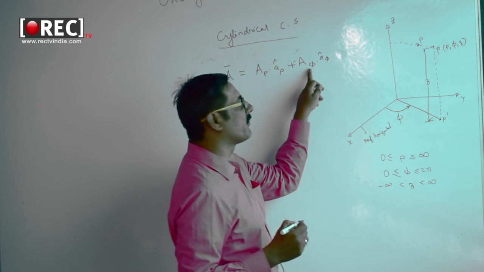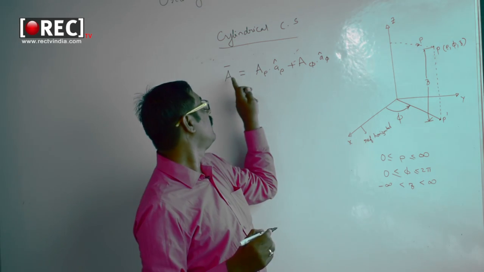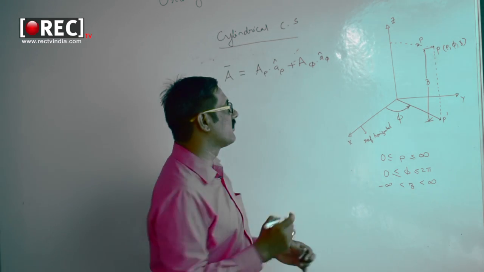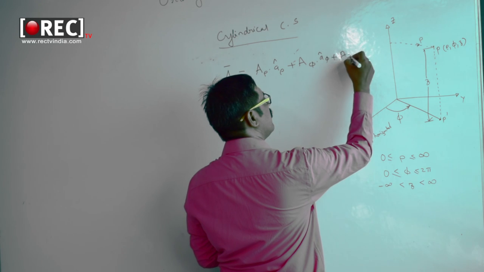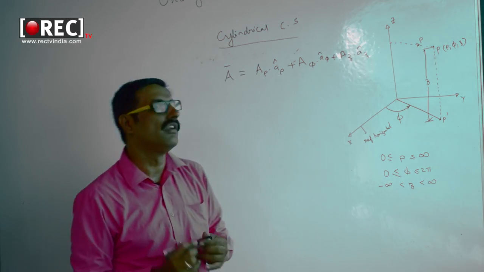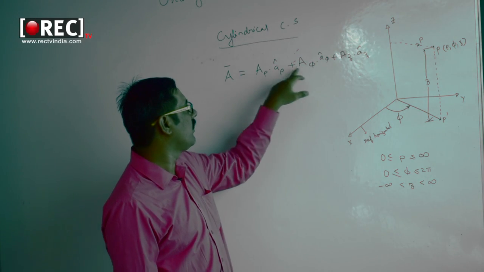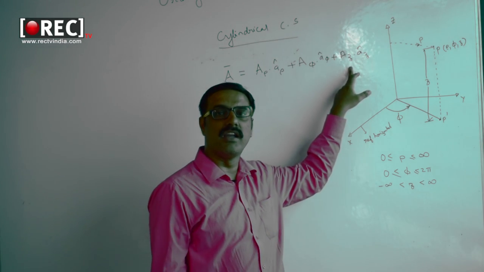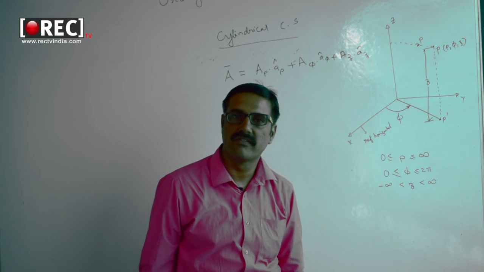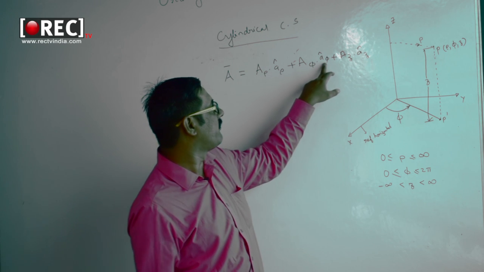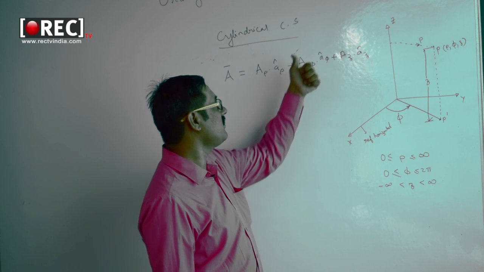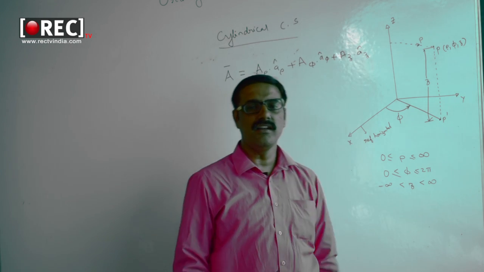So, A phi would represent the component of A along the phi axis, and A phi cap is the unit vector along the phi axis, plus AZ into AZ cap. So this is a vector representation of any vector A where A rho, A phi and AZ are the components of A along rho, phi and Z directions respectively. And what are A rho cap, A phi cap and AZ cap? They are the unit vectors along rho direction, phi direction and Z direction.